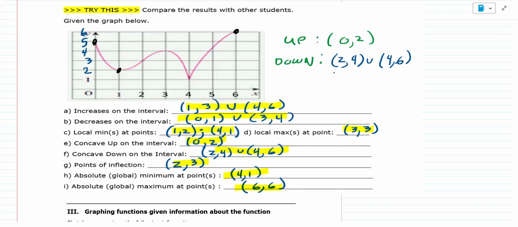So you have two local mins. Sometimes students will see that sharp point and they say, that can't be a min. Yeah, it can. All that a local min is, is the graph decreases, then increases. So what if it's a sharp point? It doesn't make any difference. So these are your two local mins. And then the local max is here because the graph increases, then decreases.